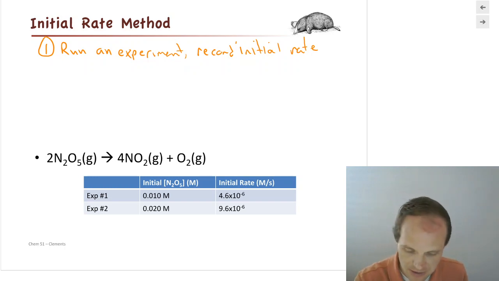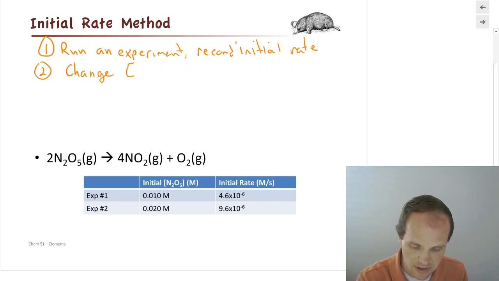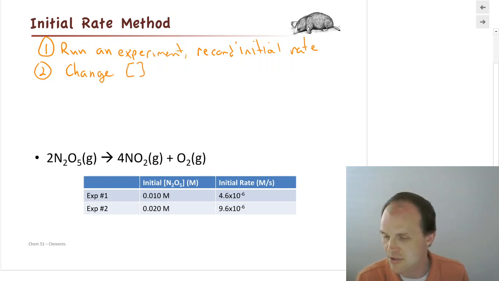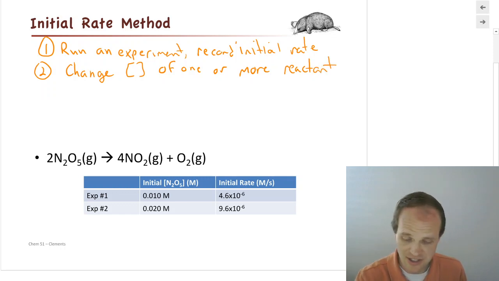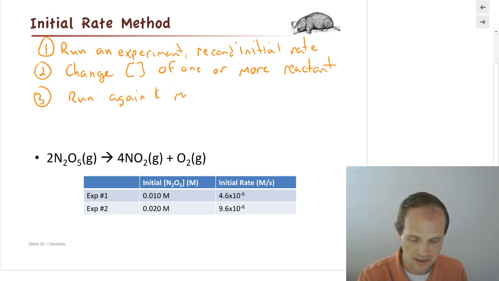Okay. Then you're going to change the concentration. Use brackets for shorthand there of concentration of one or more reactant. And then you're just going to run that darn thing again and measure initial rate.